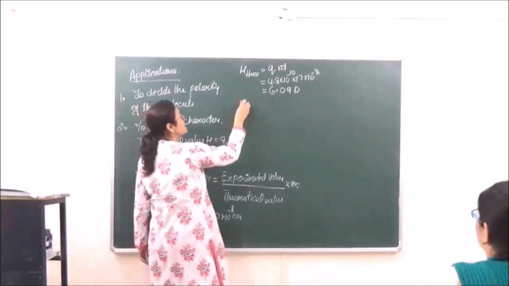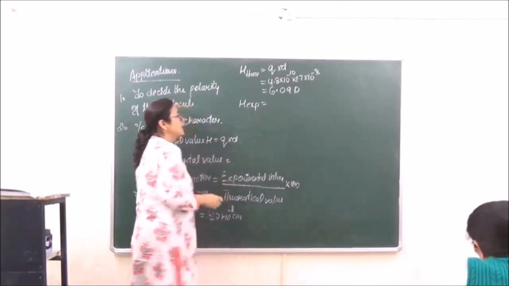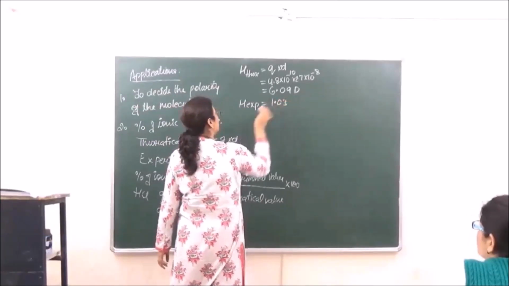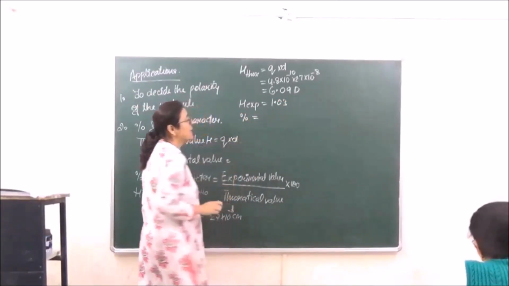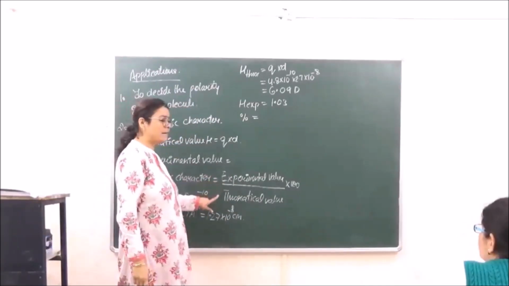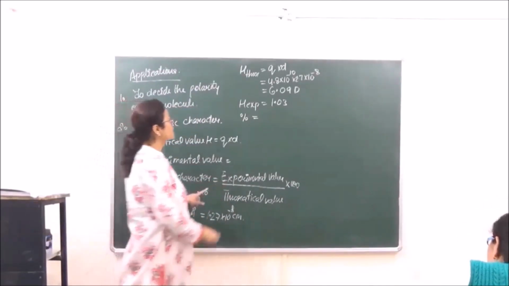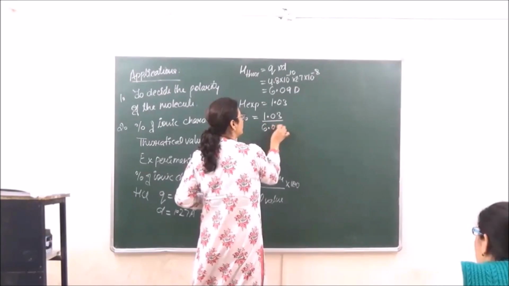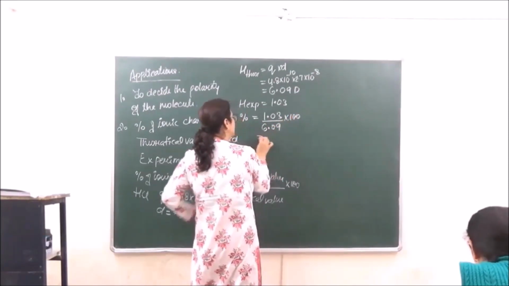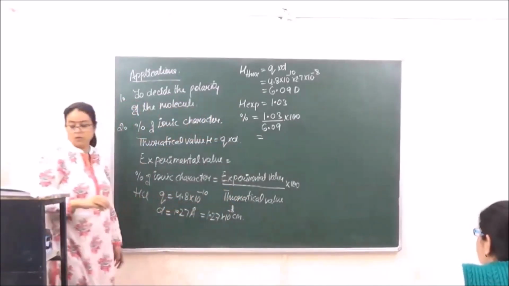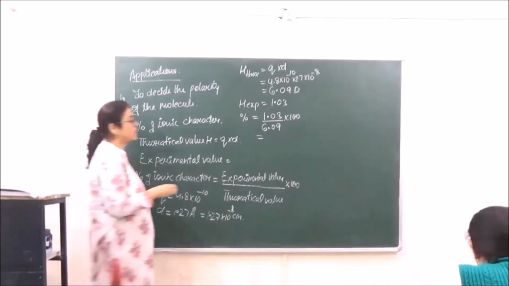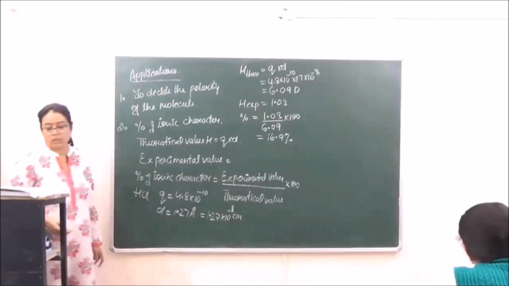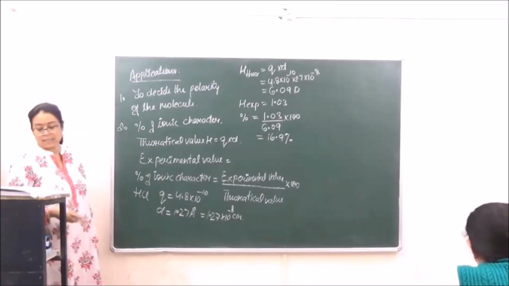The mu experimental is observed to be 1.03. So in order to calculate the percentage of ionic character, the formula we use is experimental value upon theoretical value into 100. So what is the experimental value? 1.03 upon 6.09 into 100. Okay? So the ionic character which is coming over here after calculating this is 16.9% ionic. So this is how you can calculate the ionic character. This is the second application.